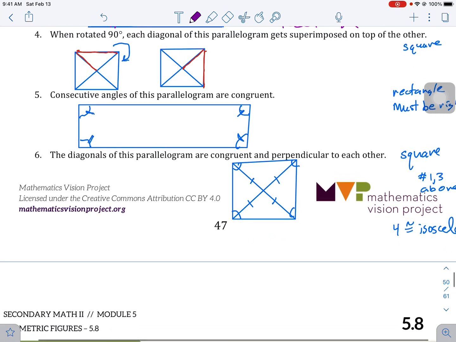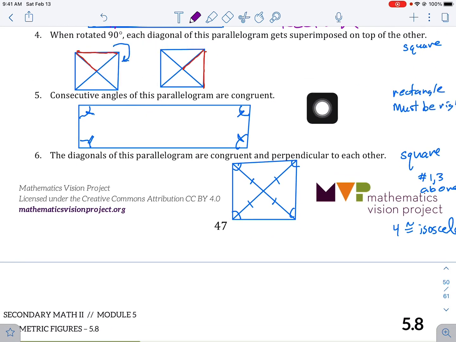Then there's this one with the rotation. You can kind of picture in the red where it's rotated. In order for it to superimpose on top of each other, this side here gets moved over here. So that means that these two sides are the same. It also means, if you're doing a 90-degree rotation, that you have a 90-degree angle. So if that is true, then you've got four 90-degree angles, and you're going to end up with four sides that are congruent. And that is the definition of a square: four congruent sides and four right angles. So this one has to be a square.